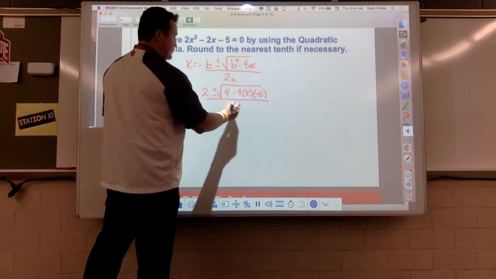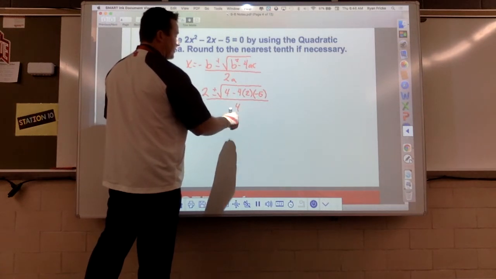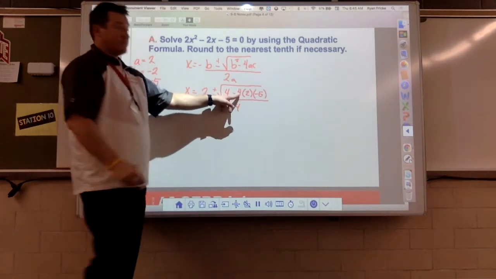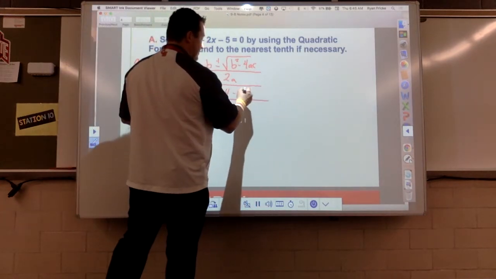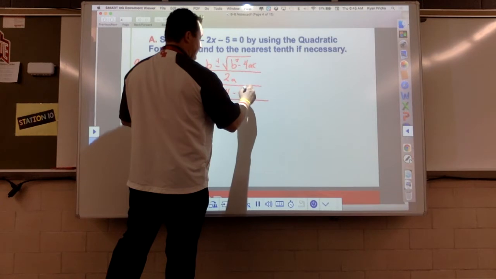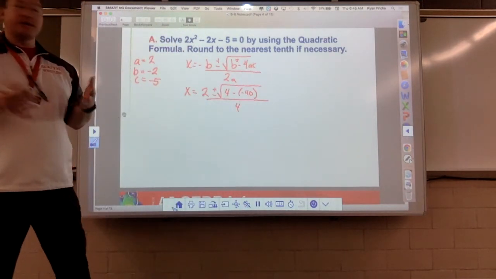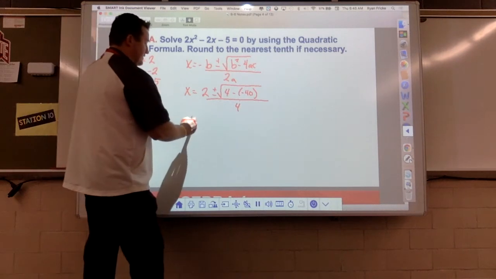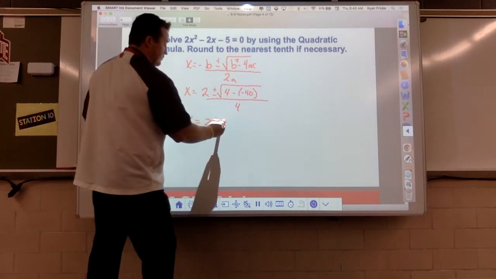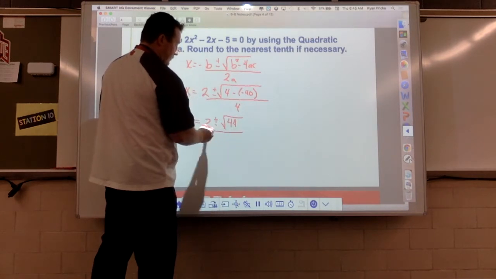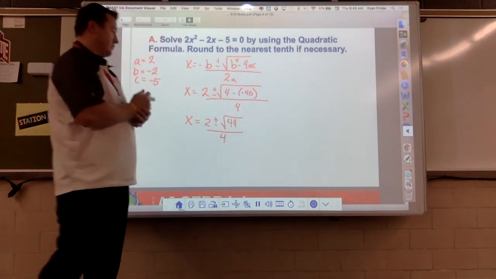2a, 2 times 2, that should turn into a 4. 4 times 2 is 8. 8 times negative 5, negative 40 there. Somebody yell at me if that's not right. Negative 40. Okay, and now we can go ahead and simplify this. So x equals 2 plus or minus the square root of, I believe, the number 44, all over 4.